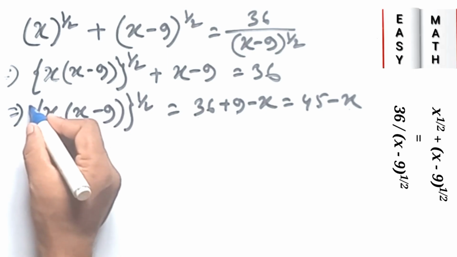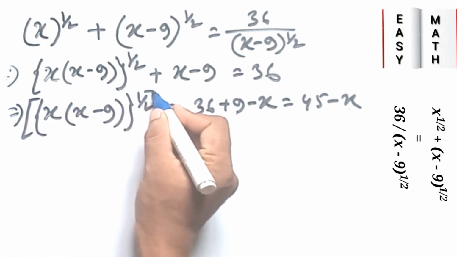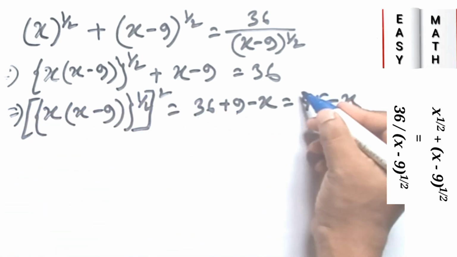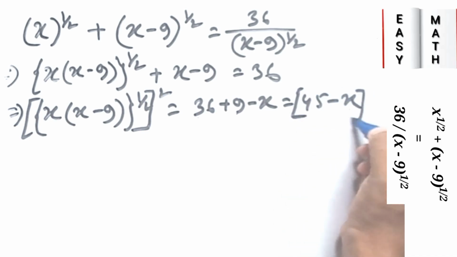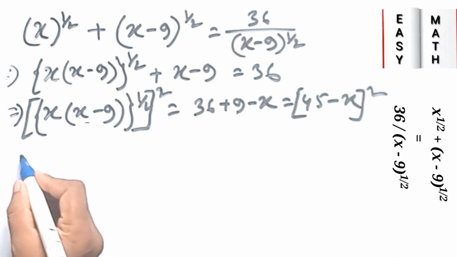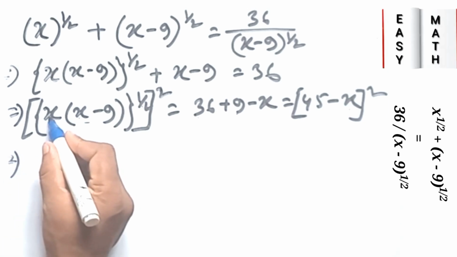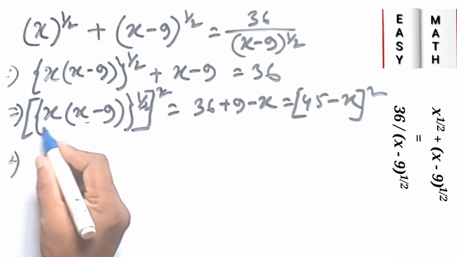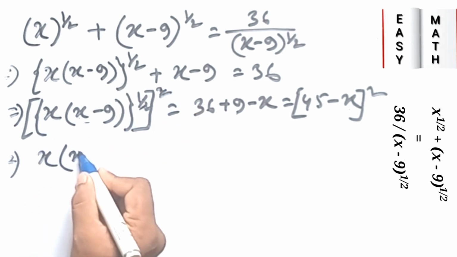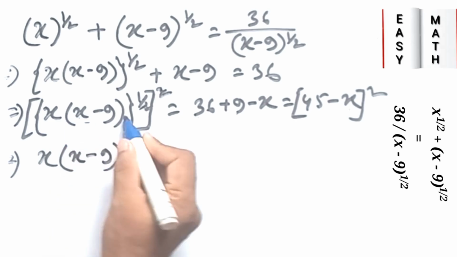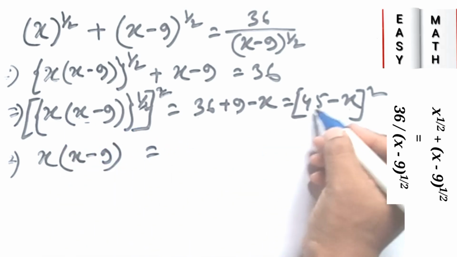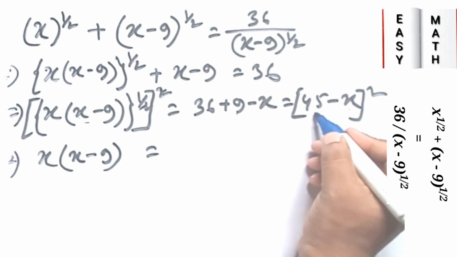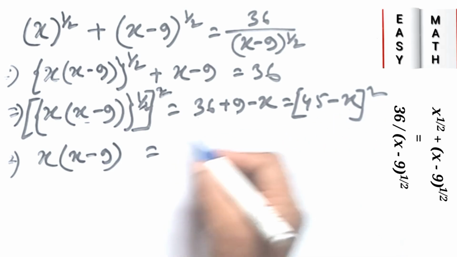And now again the root of both sides. Now square. So you can write this x, this is the half, and so cut this. So there is the x minus 9, this part, and for this part we can write the a minus b whole square formula.